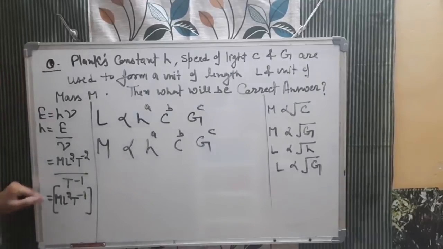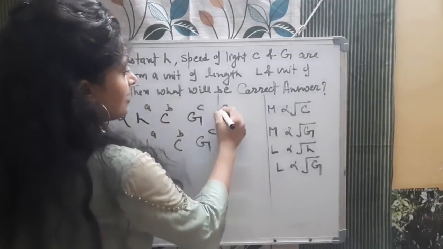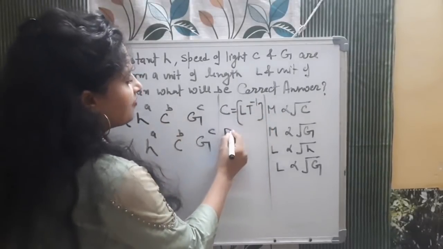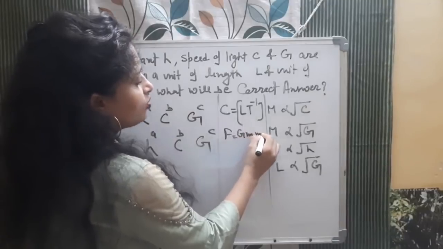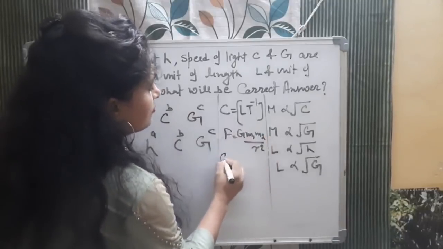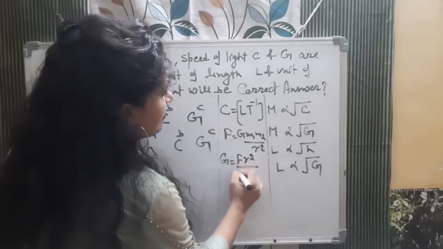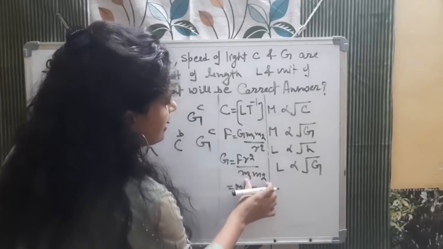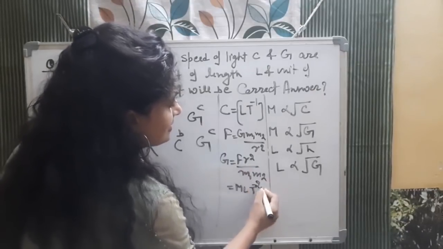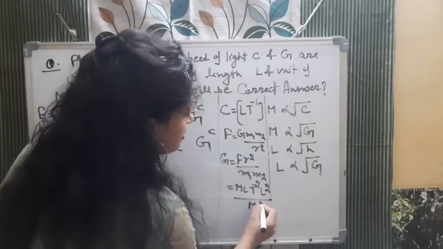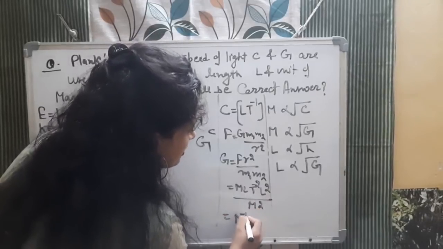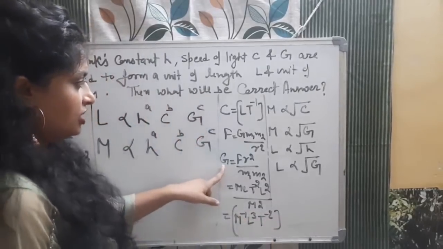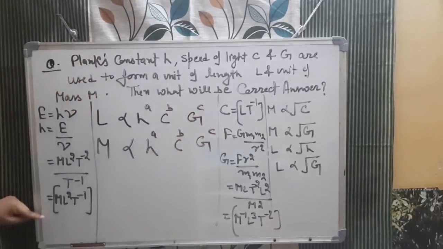In the same way we need to find the dimensional formula for the velocity of light: C is L T^-1. Now for G, you all know F is equal to G m1 m2 by r square. So G will be F r square divided by m1 m2. Force is M L T^-2, radius distance is L square, mass is M square. When you solve, you will get M^-1 L^3 T^-2. So you got all three dimensional formulas: G, C and h.